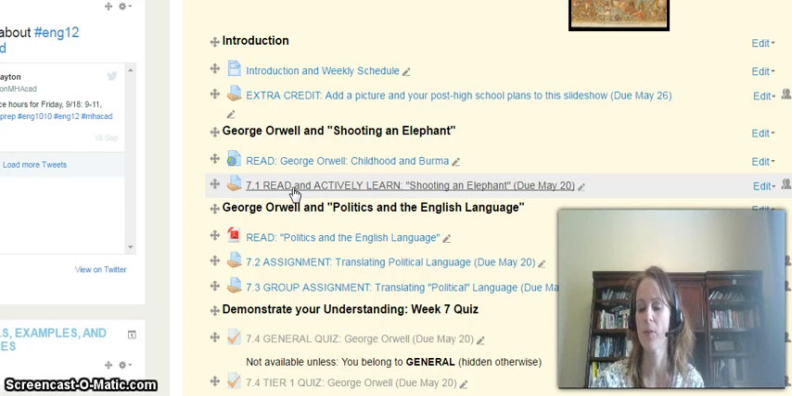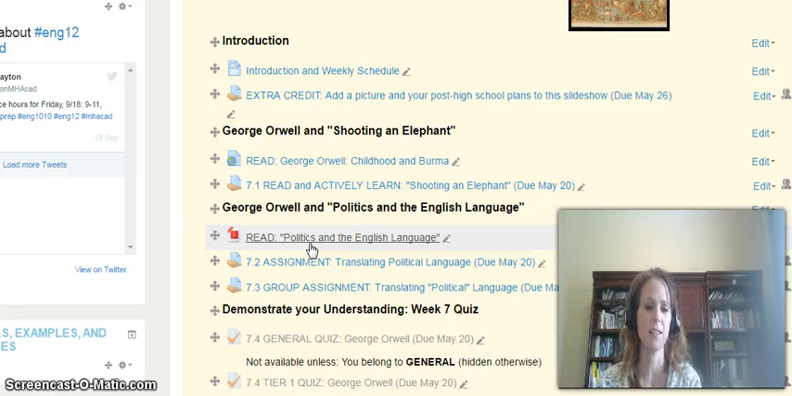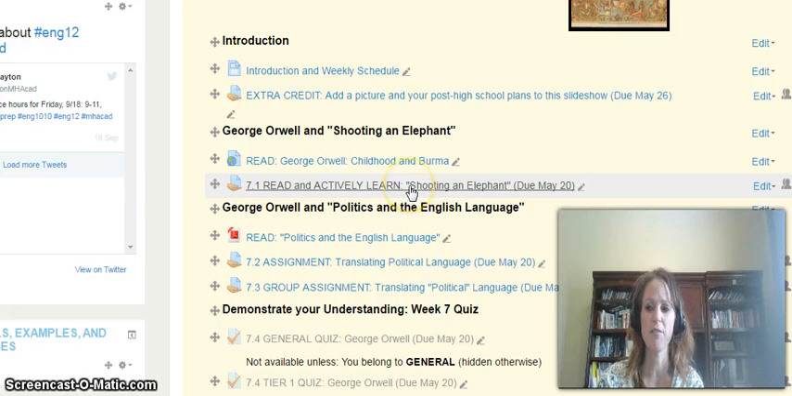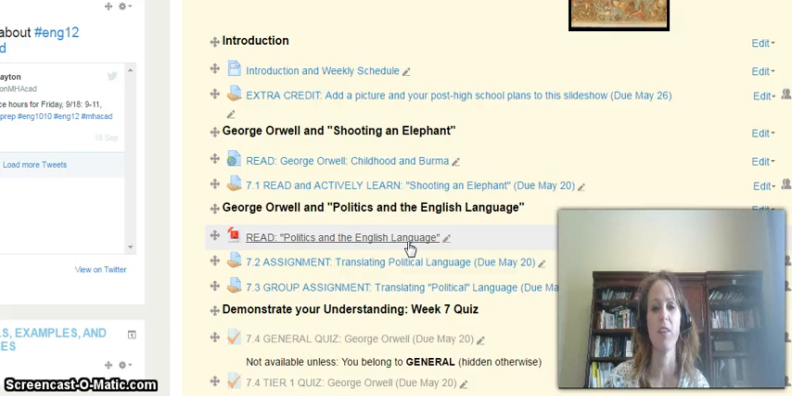Moving on, we're going to read this kind of difficult but really interesting essay called Politics in the English Language. It's also by George Orwell, and it's interesting to see how different these two pieces of literature could be. Shooting an Elephant is a personal narrative, and Politics and the English Language is more of a nonfiction essay, his argument or opinion on how people use language.